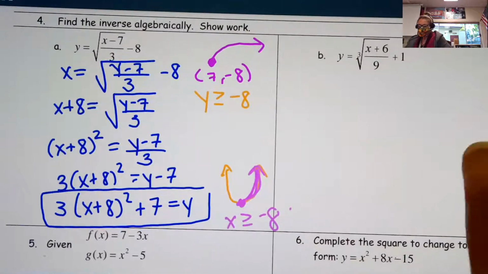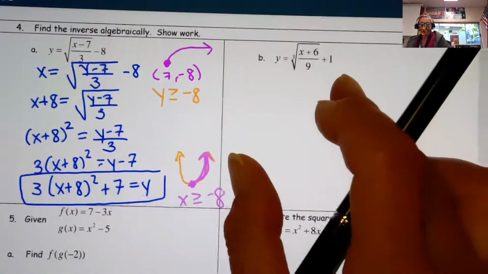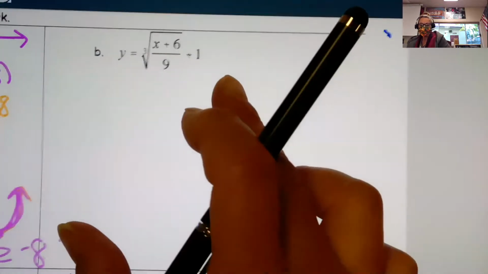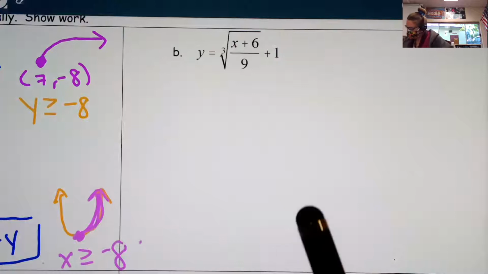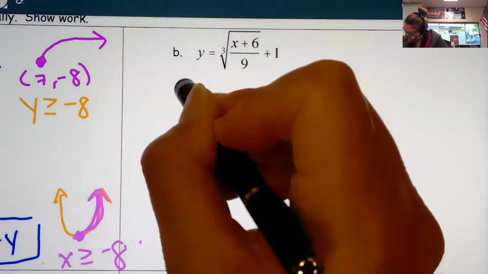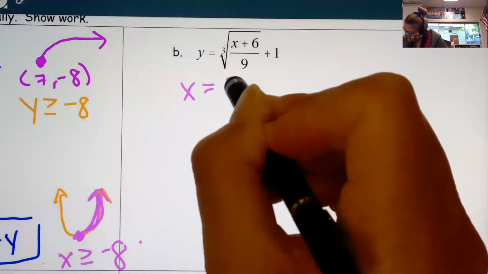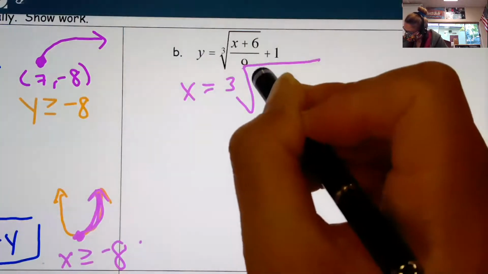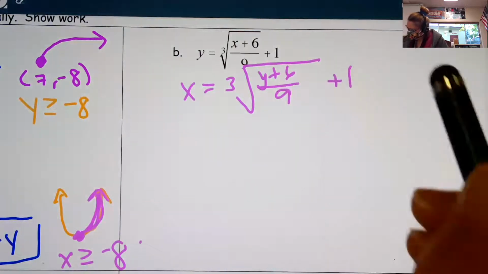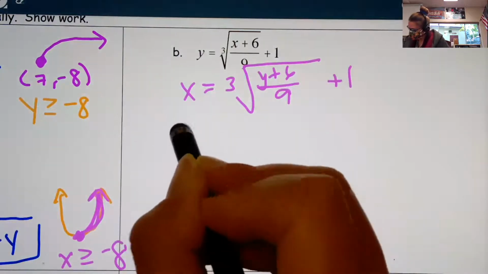The next one's very similar. It is a cube root though, and for a cube root, we don't have to worry about that type of a restriction. So I am going to switch my x and y. I am going to minus 1.